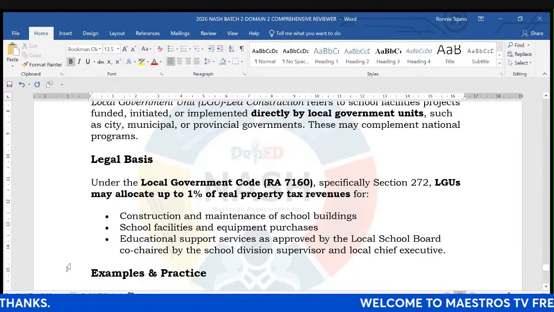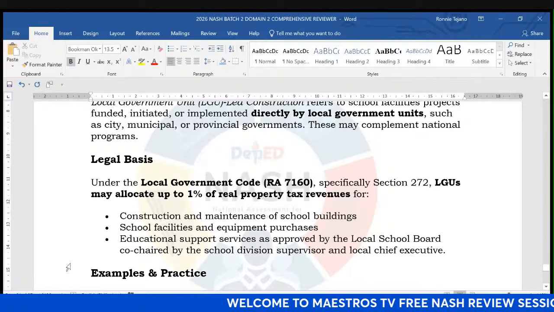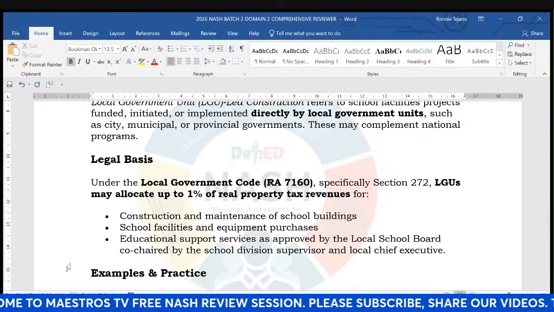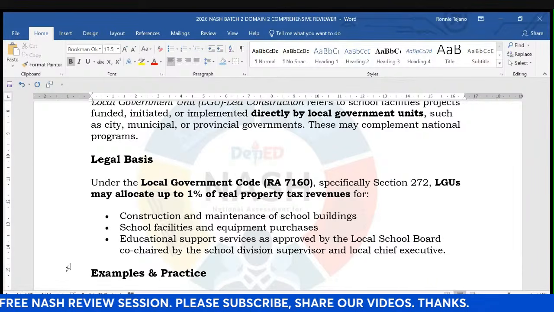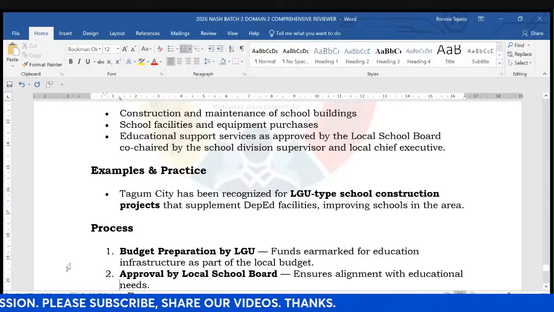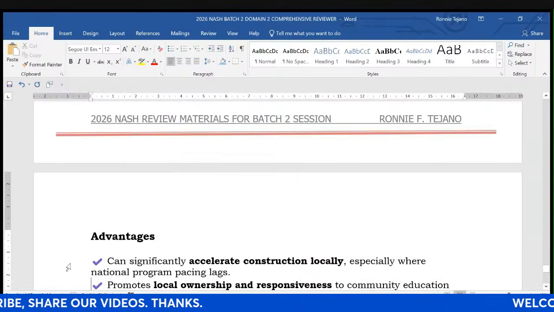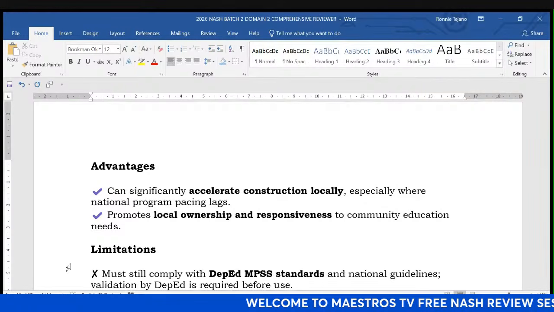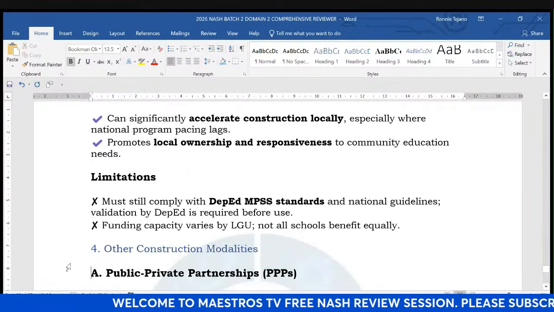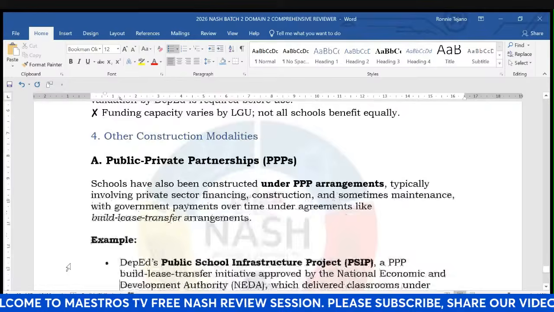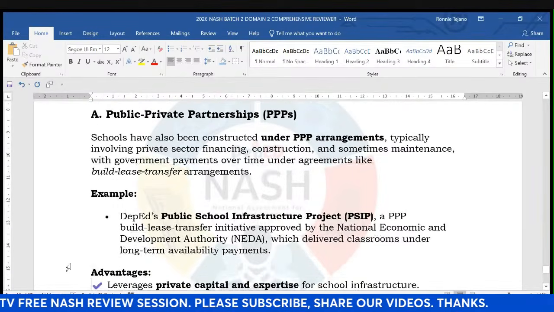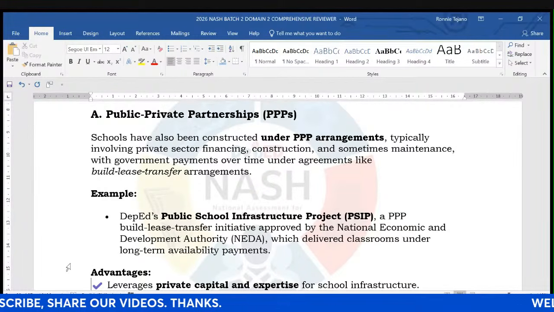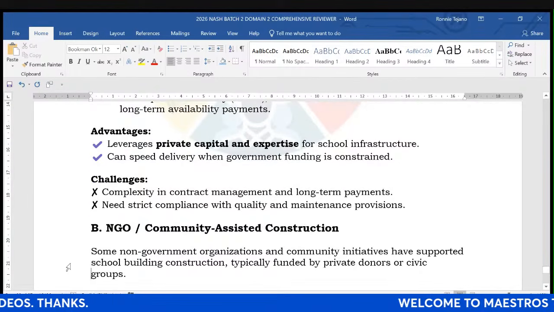This is under the Local Government Code or RA 7160, specifically on section 272, that LGUs may allocate up to 1% of the real property tax revenue. What are the advantages? They can significantly accelerate the construction locally and promote local ownership and responsiveness. Then there are also public-private partnership buildings, no? Yung mga various agencies, private institutions who are also in support to building programs.